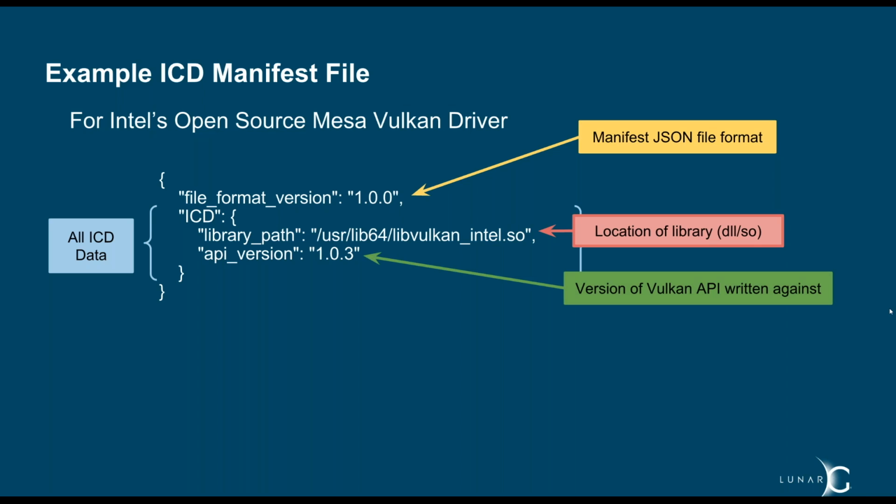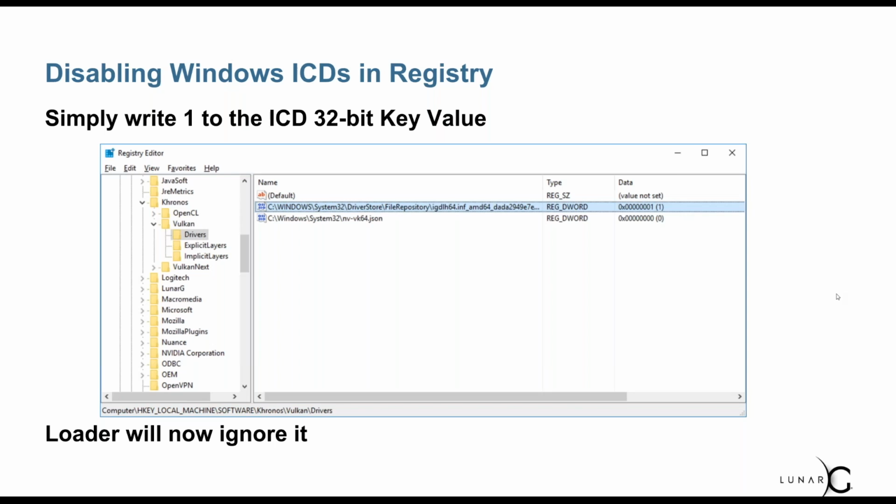It does not have to match what the loader supports. It just lets us know what the driver supports. On Windows, those manifest files are found through the registry, as we mentioned. This is a screenshot showing some example registries from the Windows regedit tool, which allows you to manage registries. You can see that the name of each registry item is simply the file path of the JSON file.